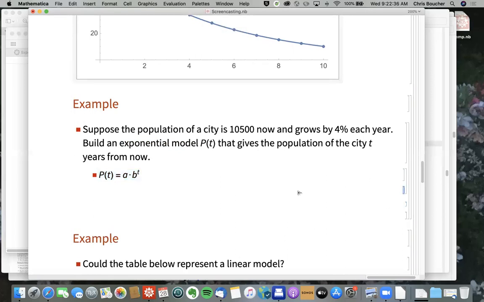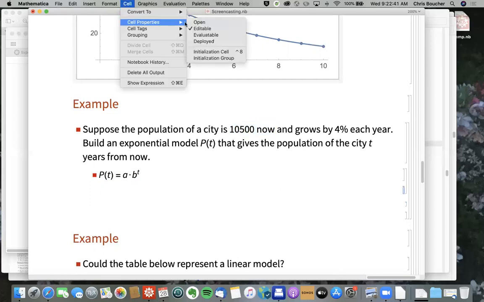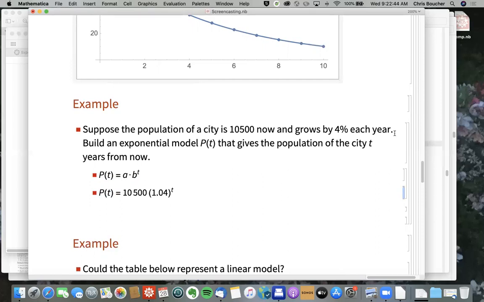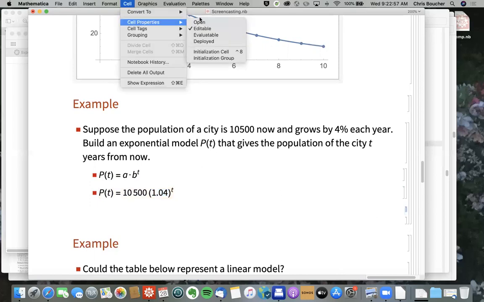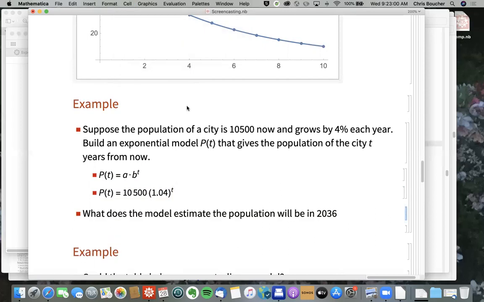I also know the A value because I know the initial quantity is 10,500, so I can fill that one in. And I also know, because it grows by 4% each year, that the B value should be 1.04. So in this situation, we can pencil in the parameters right away and get to our model. So I think this now will ask a question about this. What do we estimate the population will be in 2036? Well, notice here, T measures years from now. It's 2021 now. So 2036 corresponds to T equals 15.